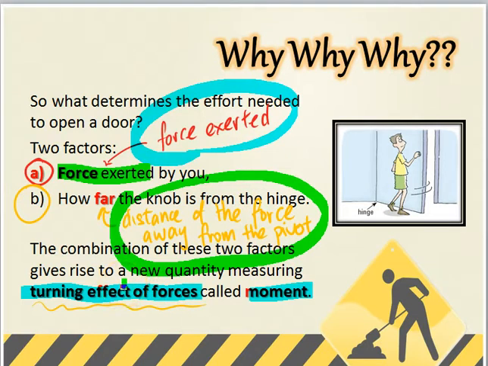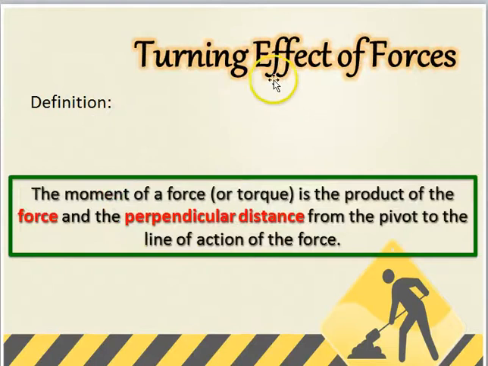Now, let's move on to the start of the whole thing here. We define what is a force. What's the turning effect of a force, in this case moments. So the definition of moments is the product of the force and the perpendicular distance from the pivot to the line of action. Okay, so the key point here is a product of what? Of the force and the perpendicular distance.